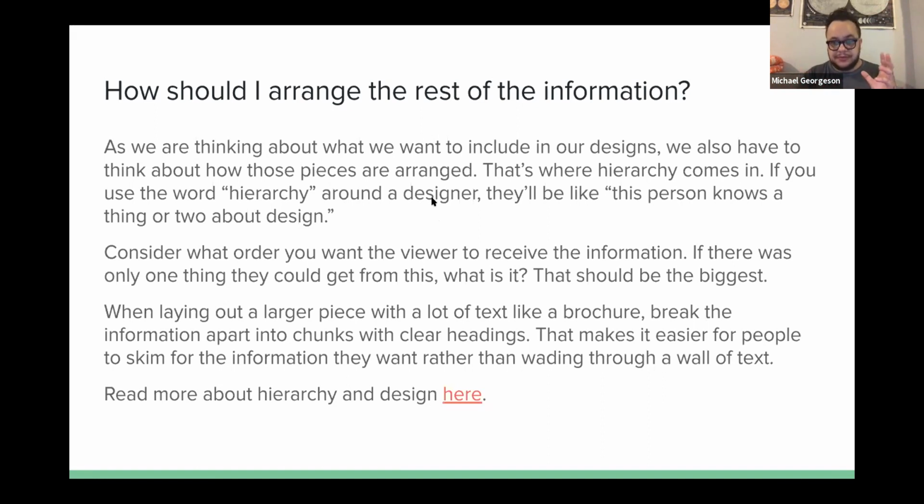If you're laying out something with a lot more text, like a brochure, you should consider breaking the information apart into chunks with clear headings. A lot of times people will have a heading that says core values, and then you could list each value with a little bit of a description under that, instead of making it separate paragraphs, so it's easier for people to scan and skim through. When we send this out, you'll be able to click on this, but this article here has some more good tips and tricks on hierarchy and arrangement.